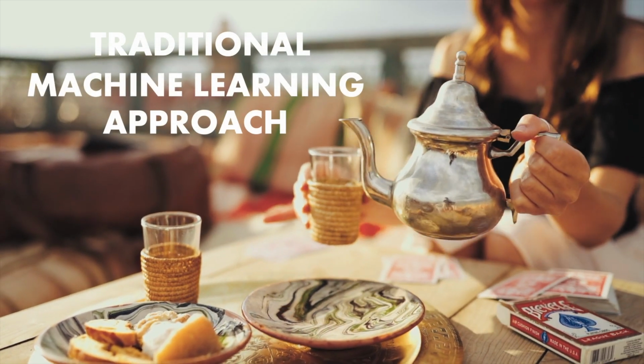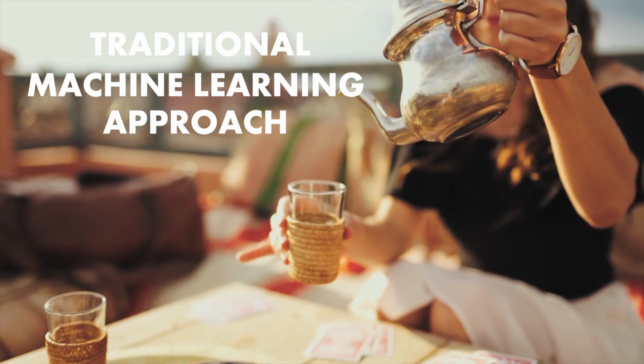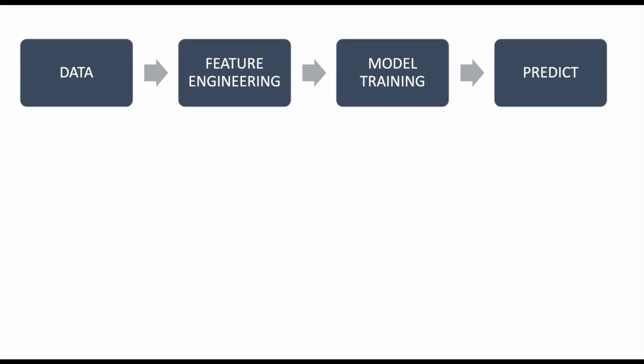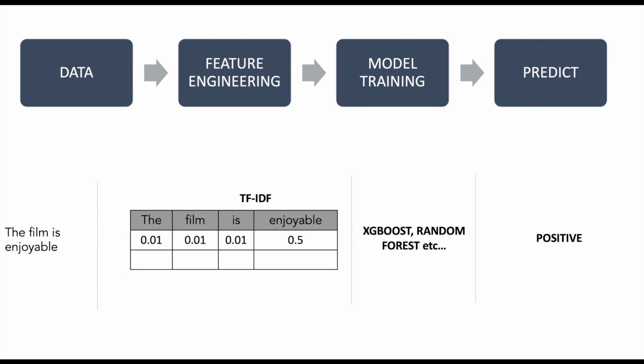Let us first look at the traditional machine learning approach to solve the sentiment analysis problem. This approach involves taking the data, doing the feature engineering, model training, and then the prediction. For feature engineering, we can apply techniques such as TF-IDF, or term frequency inverse document frequency, which will convert the review text into numerical columns. The number of columns corresponds to the number of words in all the reviews, and the value in each column is the TF-IDF score. The higher the score, the more important the word is to the review text.